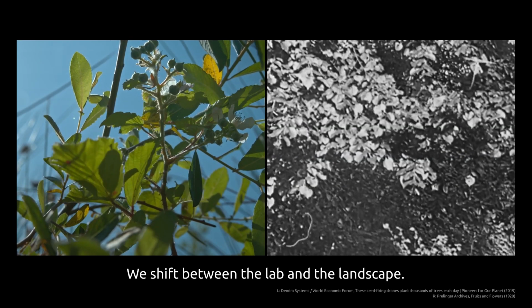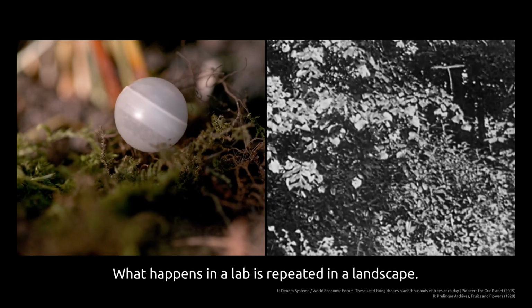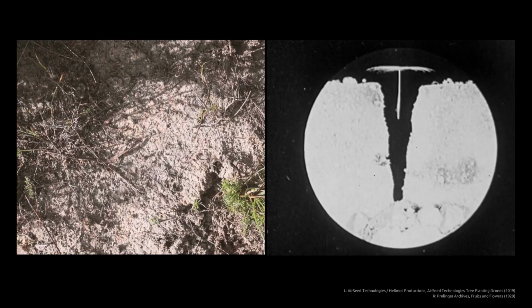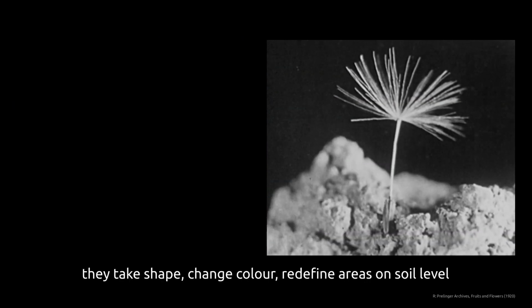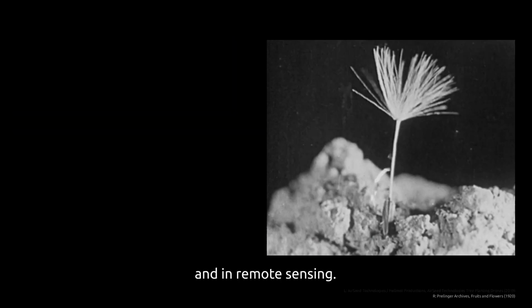We shift between the lab and the landscape. What happens in a lab is repeated in a landscape. Those are remade into laboratories too. Plants fabricate landscapes. They take shape, change color, redefine areas on soil level and in remote sensing.